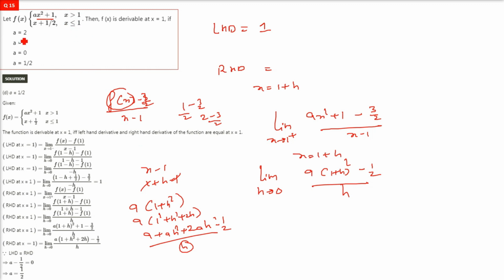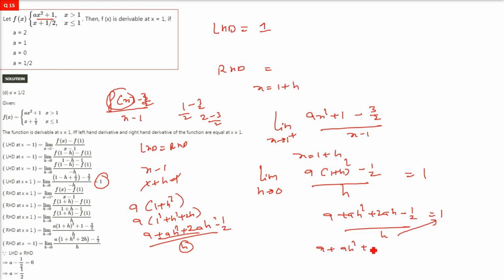So if you put h as 1 here, no, you cannot put it as 1, you have to put it as 0. But you know the left hand derivative and right hand derivative have to be equal, so it has to be equal to 1. Now open this: a + a(h² + 2h) minus half, divided by h, is equal to 1, limit h tends to 0. I am taking h to the right hand side because now the LHD has to be equal to the RHD. So a + a(h² + 2h) minus half is equal to h.